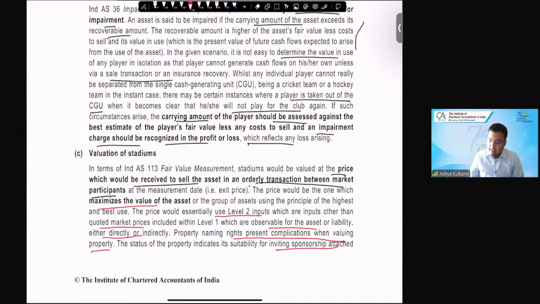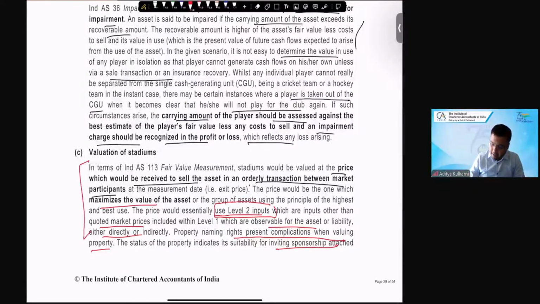If you look at the way it is, stadiums would be valued at the price which would be received to sell the asset. This price would be the one which maximizes the value of assets, and it would essentially use level 2 inputs, which are inputs other than quoted market prices, which are observable for the asset or liability directly or indirectly. This paragraph is for standalone stadiums only. ठीक है? ओके सर. This is without the property rights. The property rights are adding a further complication to it.